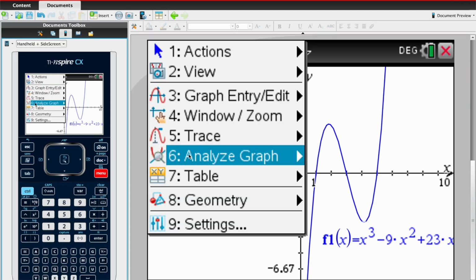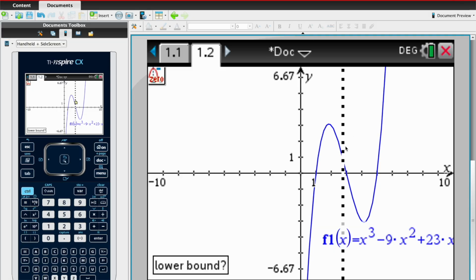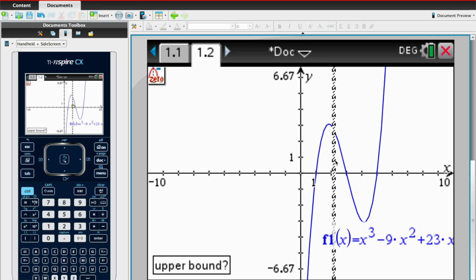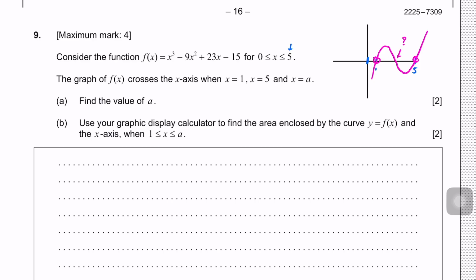Let's go menu, and let's analyze the graph, and let's find the zeros. So lower bound, upper bound, so when it's equal to 3. This was the 1, this was the 5, and here we are at 3. When x is equal to 3, we also cross the x-axis. All right, find the value of a. So when x is equal to 3, find usually means we need to show some kind of process.